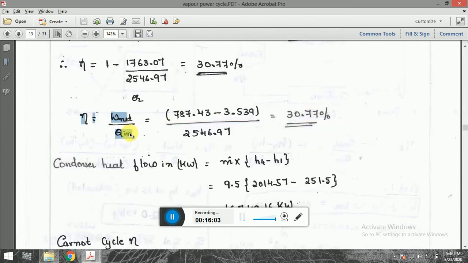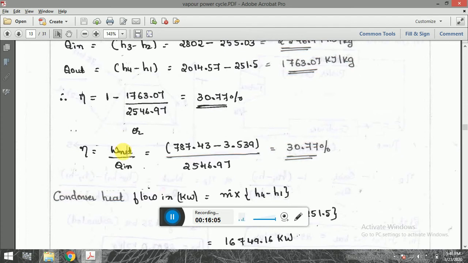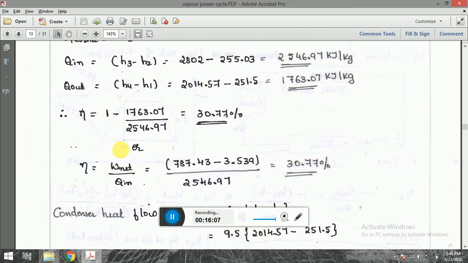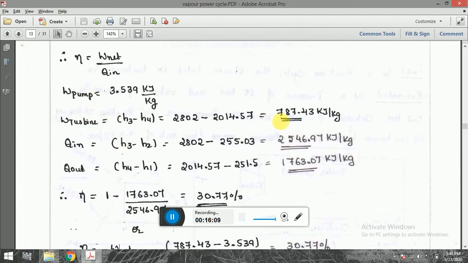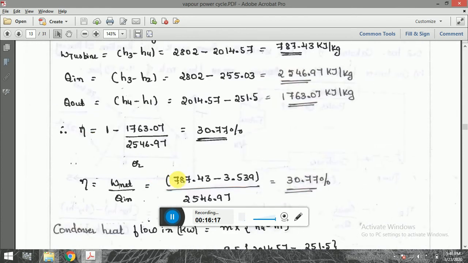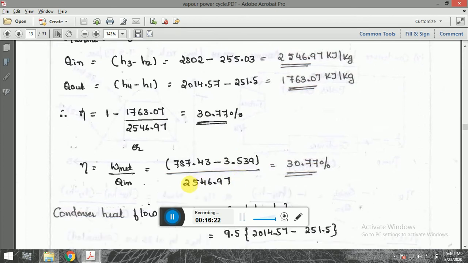It's a similar one. So W net, what is W net? W net is the work of the turbine minus the work of the pump. So this is the work of the turbine minus the work of the pump, divided by the heat input. Similarly we get 30.77% efficiency. So we can use both formulas to calculate the Rankine efficiency.